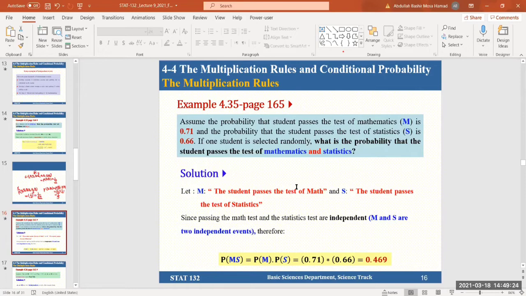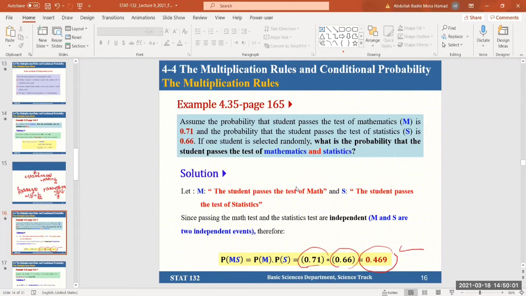Passing math and passing statistics actually are independent events. So the probability of passing both equals the probability of passing math multiplied by the probability of passing statistics. So it is 0.71 multiplied by 0.66, which is this. By this logic, a student can pass statistics with 0.66, and can pass math with 0.71. Passing both, of course, will be less than each of these, right?